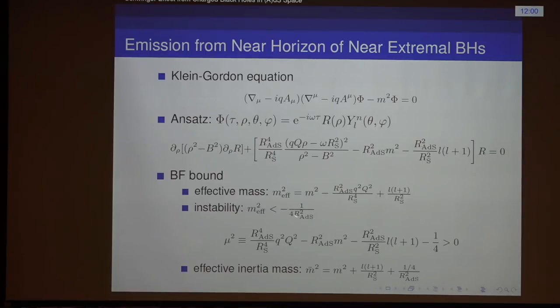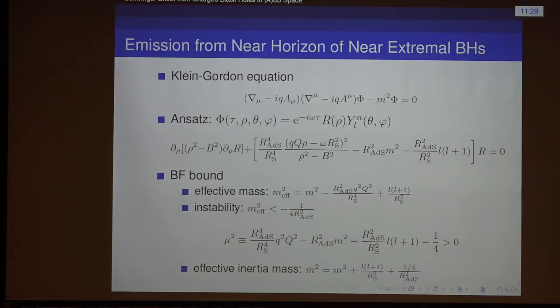Okay, and then in the two-dimensional anti-de Sitter space, the violation of the BF bound gives this condition. And why do we choose this mu squared combination? Because this will show up in the solution of the radial part of the Klein-Gordon equation. And from here you will see that this is the electromagnetic force, and this is the mass.